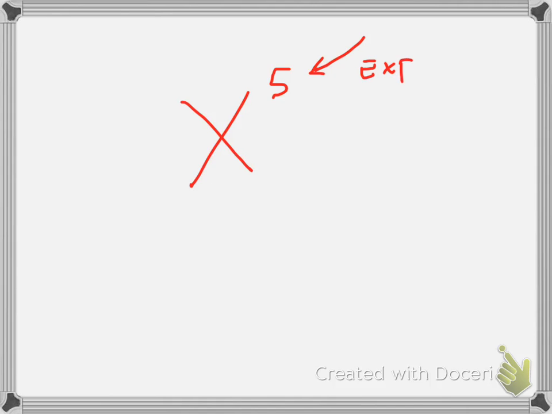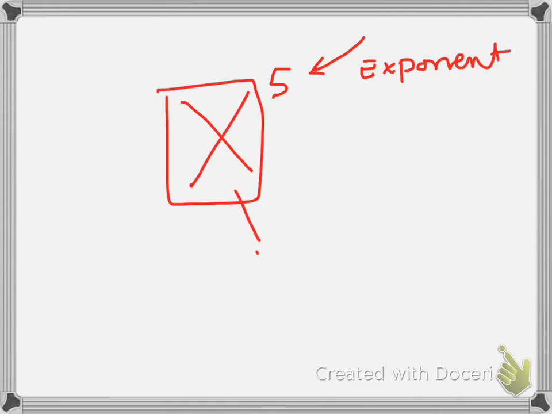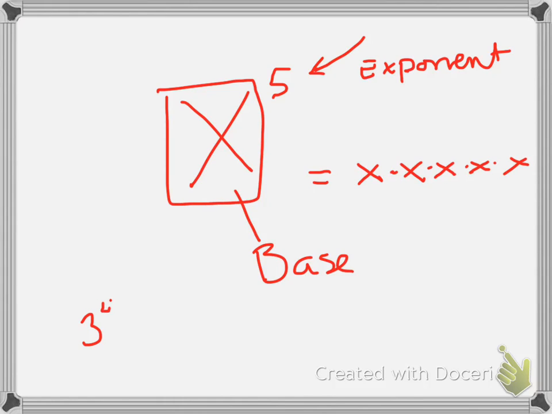Okay, so as we're doing this, let's take a step back and look at the different parts. We've got that little 5, that means it's an exponent, and that big X is really the base. We call the big number the base, the little number the exponent. And what that means is x times x times x times x. If I have 3 to the 4th, that means 3 times 3 times 3 times 3.